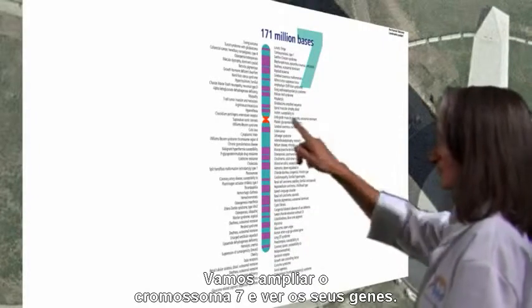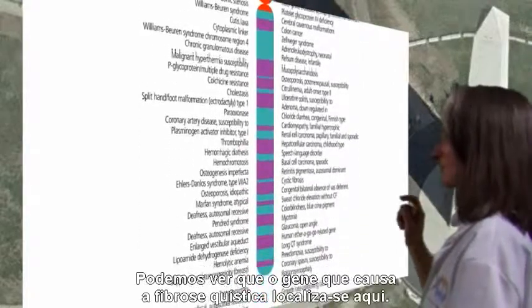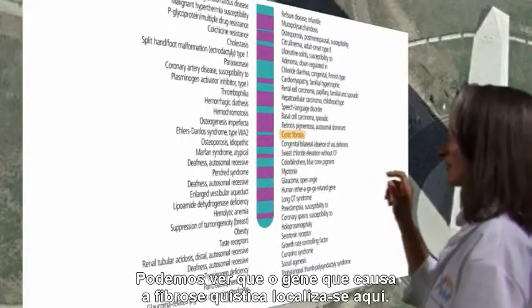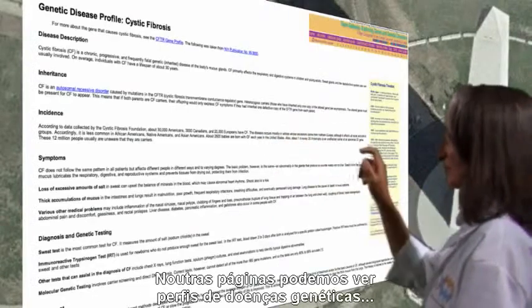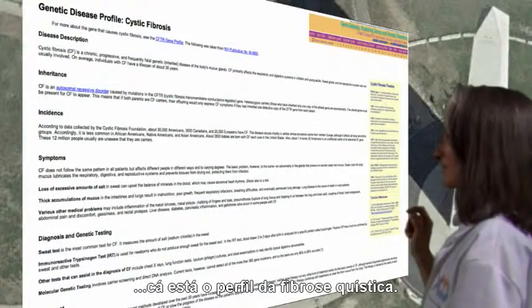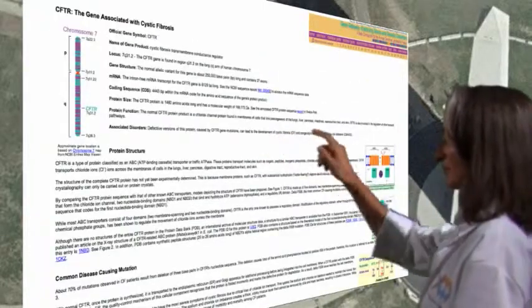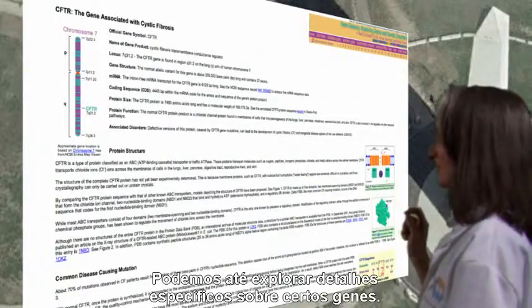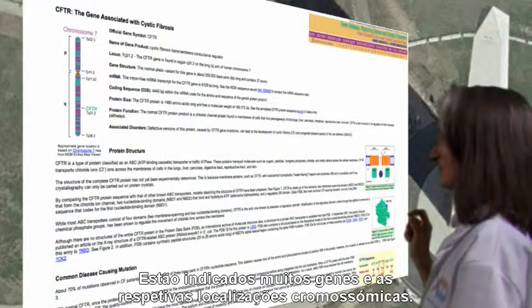Let's enlarge chromosome 7 and look at one gene thereon. As you can see, the gene that causes cystic fibrosis is here. On other pages, you can see genetic disease profiles. Here is the cystic fibrosis profile. You can even examine specifics about some genes. Many genes and their location on each chromosome are listed.